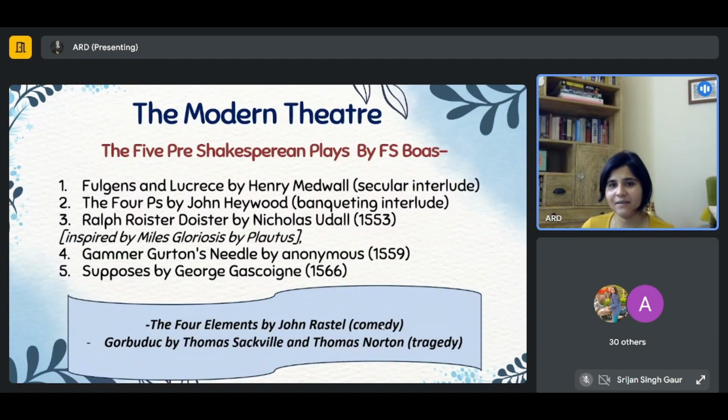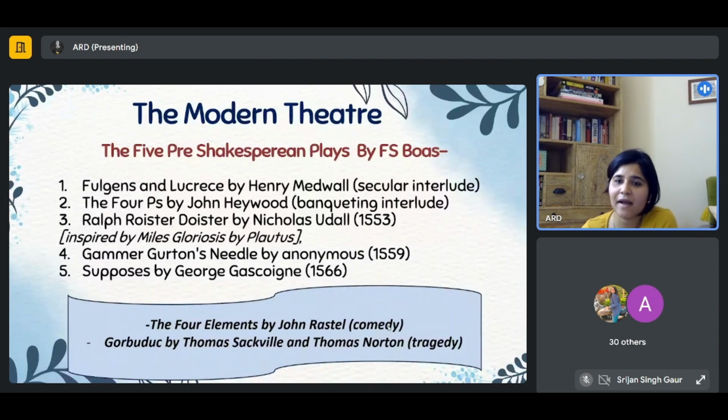So, pre-Shakespearean plays. These plays also came during the Tudor times. F.S. Boas has given these 5 plays which are pre-Shakespearean plays. These are the plays on themes on which the modern theatre is based, according to F.S. Boas. F.S. Boas is important. He's a 19th century critic of Shakespeare and the Elizabethan times and literature. So I'll quickly read them out.